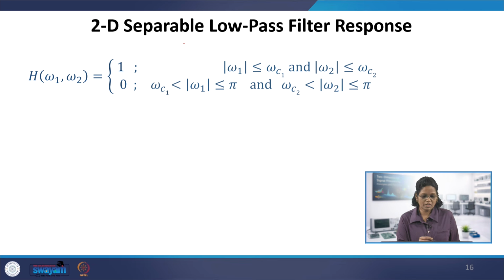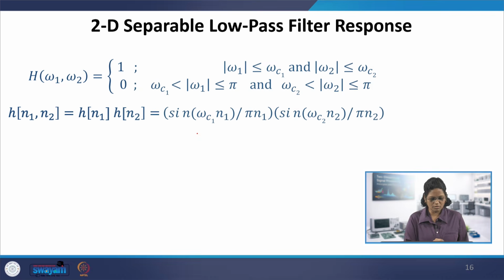So what is the meaning of this separable low pass filter? One thing we can get is separable filters, which is also related to the separability concept. So H of omega 1 comma omega 2 we can write as H1 of omega 1 times H2 of omega 2. That is a product of two sequences in the frequency domain, which is continuous here, not discrete. So H of omega 1, omega 2 is equal to 1 for the separable response when the magnitude of omega 1 is less than the cutoff frequency omega c1, and omega 2 is less than or equal to the cutoff frequency in the omega 2 direction, omega c2, and it is 0 otherwise.